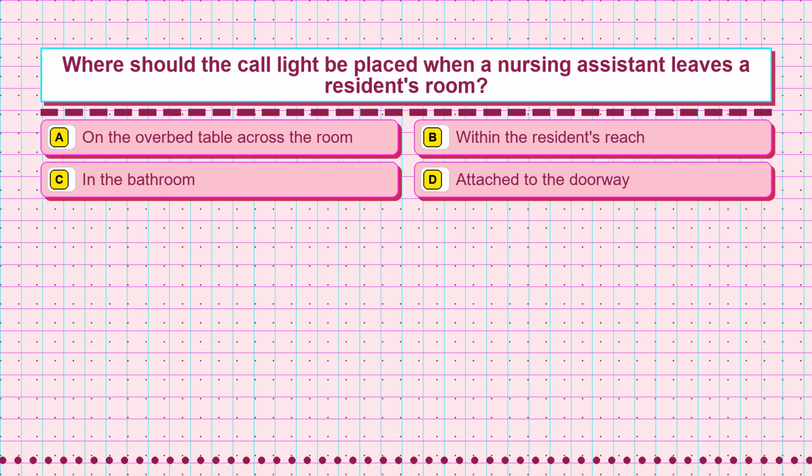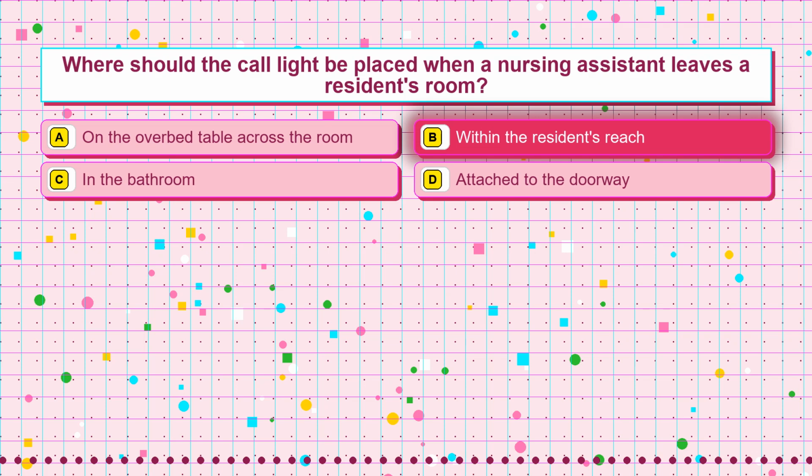Question 90. Where should the call light be placed when a nursing assistant leaves a resident's room? Option A. On the overbed table across the room. Option B. Within the resident's reach. Option C. In the bathroom. Option D. Attached to the doorway.